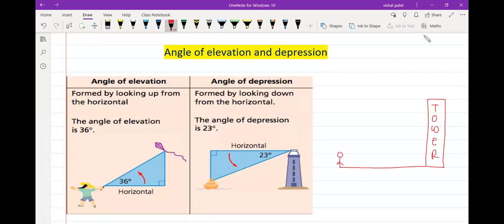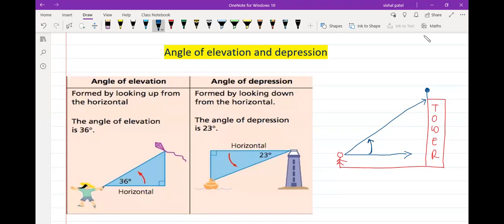You are standing here. When you're walking on the ground, your vision is straight, horizontal. And if you want to see something at the top of the tower, what you do is you look up. You look up to see this particular object. You are seeing up, means you have to look up.